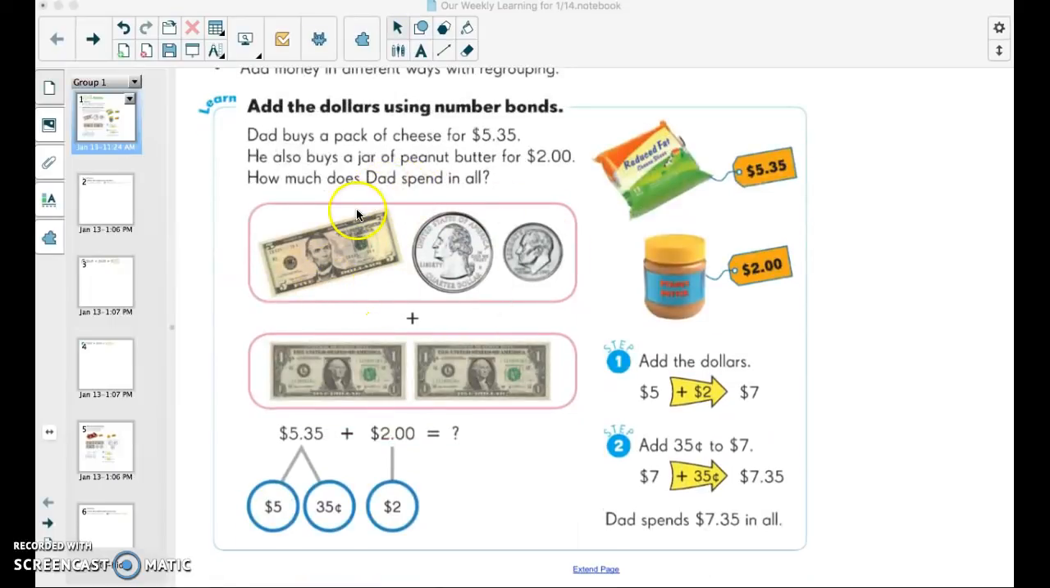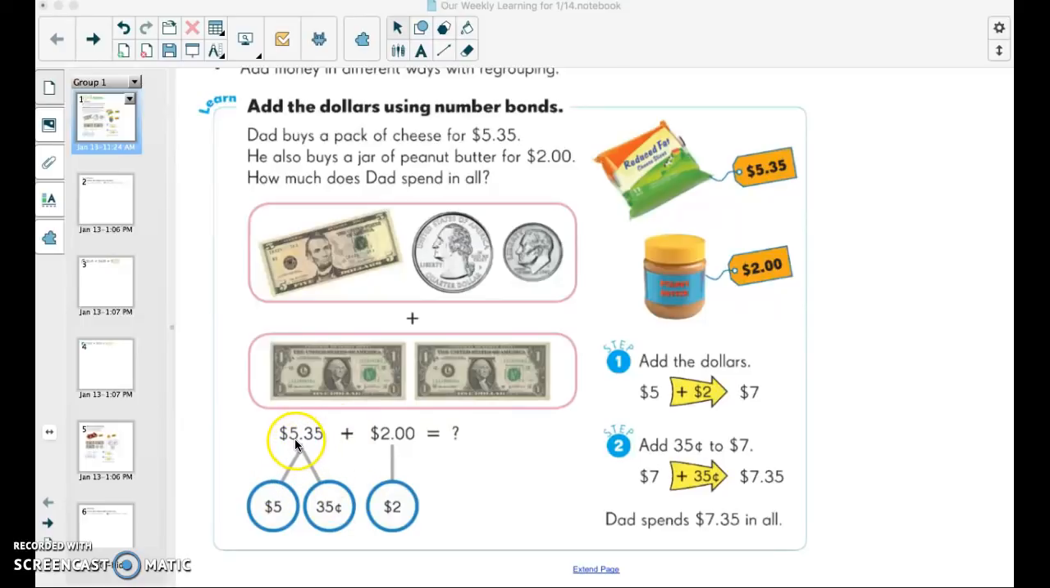Here is our money with our $5 bill, our quarter, and our dime to make $5.35. Here is a dollar and a dollar to make the $2. We're going to add those together and we're going to use number bonds. I like to use circles to show the difference between my dollars and my cents. So I'm going to rewrite the problem using an addition sign and then show my number bonds.